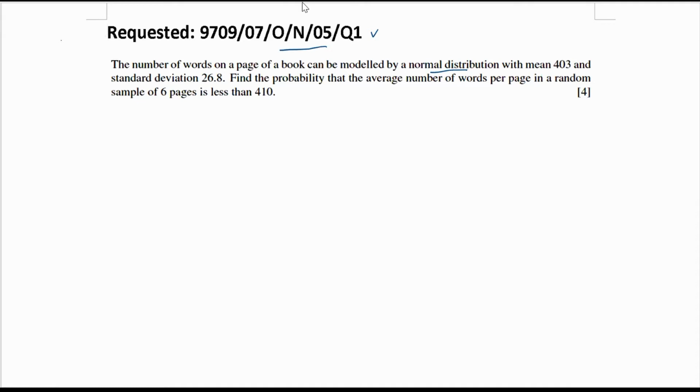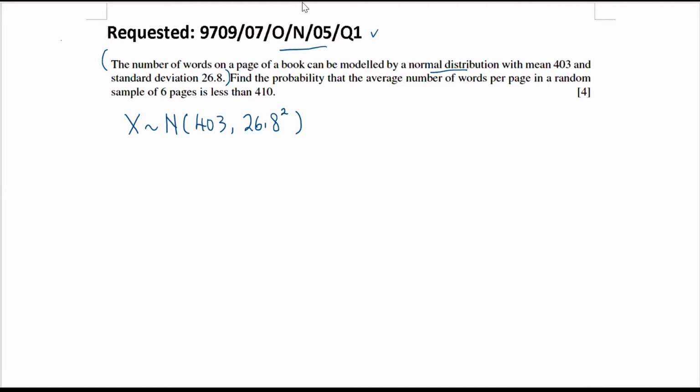To put down the information from the first sentence, I will write it like this. X is the number of words on a page, and it follows a normal distribution where the mean is 403 and the standard deviation given is 26.8. But when I write in this form, it should be written as the parameter, the variance, so I put a square here.